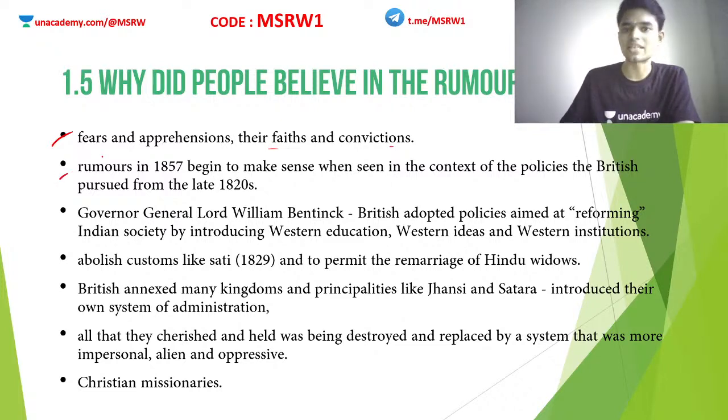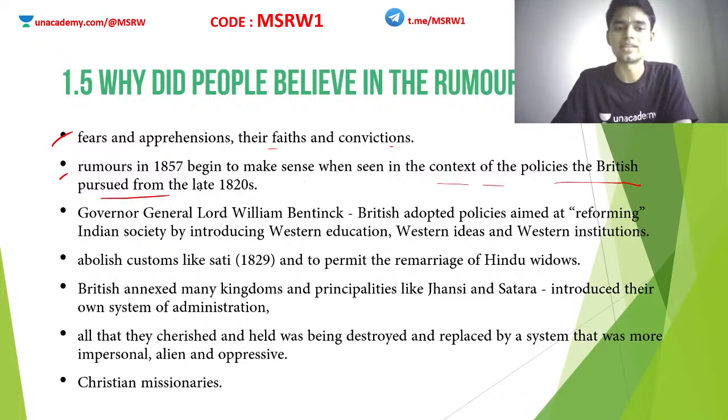Rumors in 1857 begin to make sense when we see them in the context of the policies the British pursued in the late 1820s. If this happened as a one-time thing, if the rumor came out of nowhere, then nobody would have believed it. But the British policies of the 1820s gave a circumstantial setup for these rumors to become substantial. Okay, so what were the British policies of the 1820s?